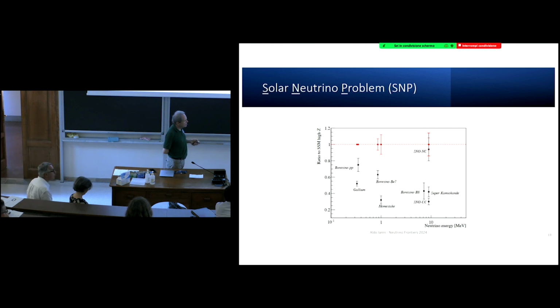Because also in Homestake, most of the signal, I think, is from beryllium-7. No, in Homestake, most of the signal is from boron neutrinos, and then there is a contribution from beryllium and a little bit of the rest. But mostly it is boron neutrinos. Yes, correct. So I think the difference is because of that. This is the observed ratio, without any filtering from flavor change.